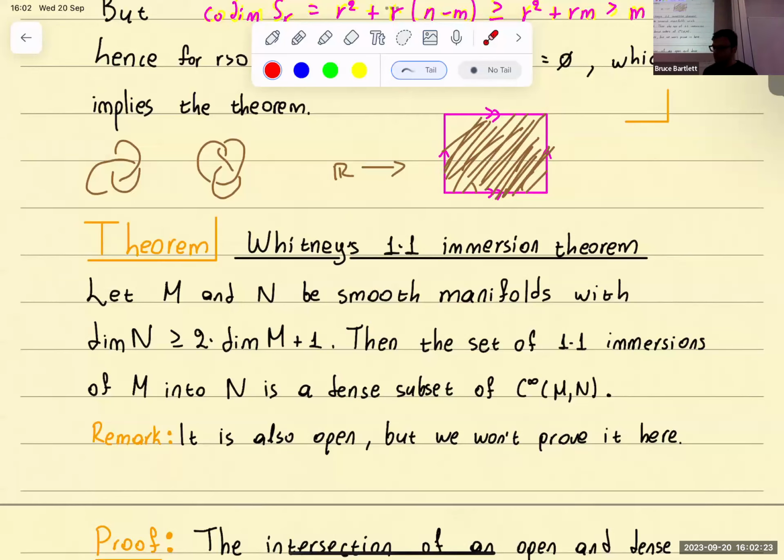Seems a bit weird, but you have to think in 5 dimensions. Yeah, I guess you can't. Self-intersections, you can't perturb. I have to think a little bit about that actually. Yeah, it's a good point.